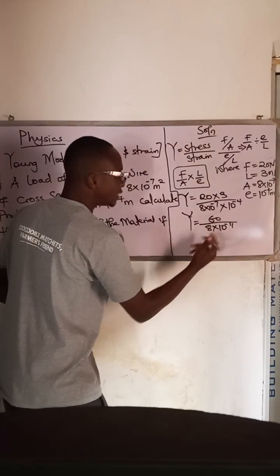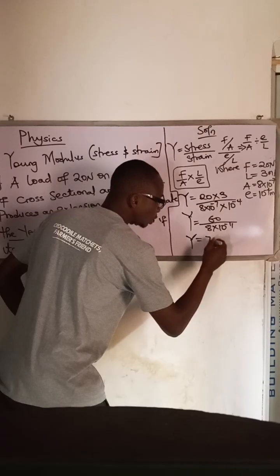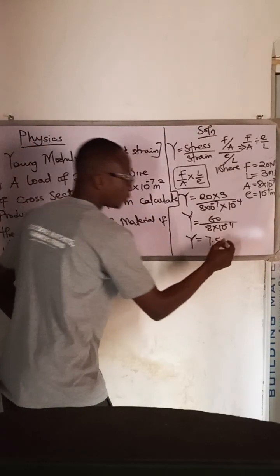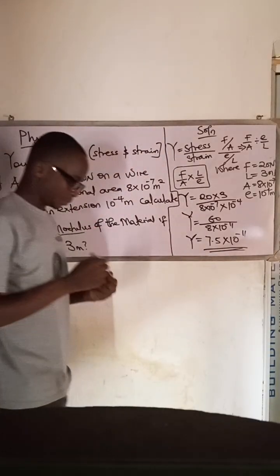Then what do we do? Okay, if you divide 60 divided by 8, Young modulus is equal to 7.5. 60 divided by 8 is 7.5 times 10 raised to the power of minus 11. This is your final answer.